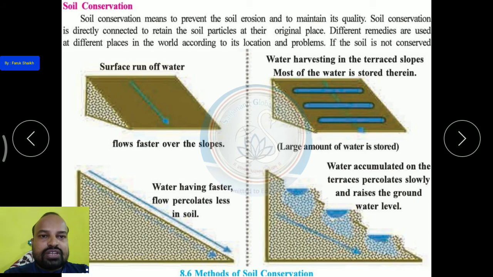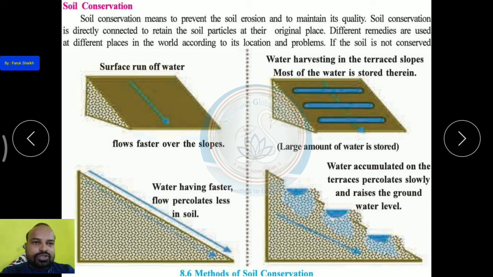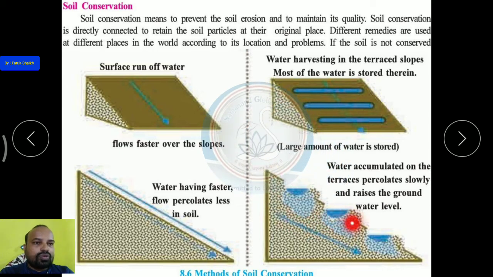Then here there is another structure. Water having faster flow percolates less in the soil. This is the structure given, and another way, with the slopes given. Here the water is stored and also recharges the underground water.